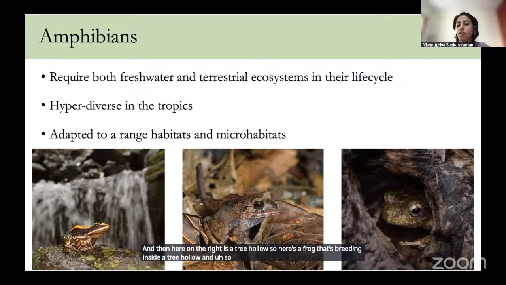Amphibians need very, very specific kinds of microhabitats, which also tells us something about the landscapes we're using, how we're using them, and do we make space for microhabitats within those landscapes.